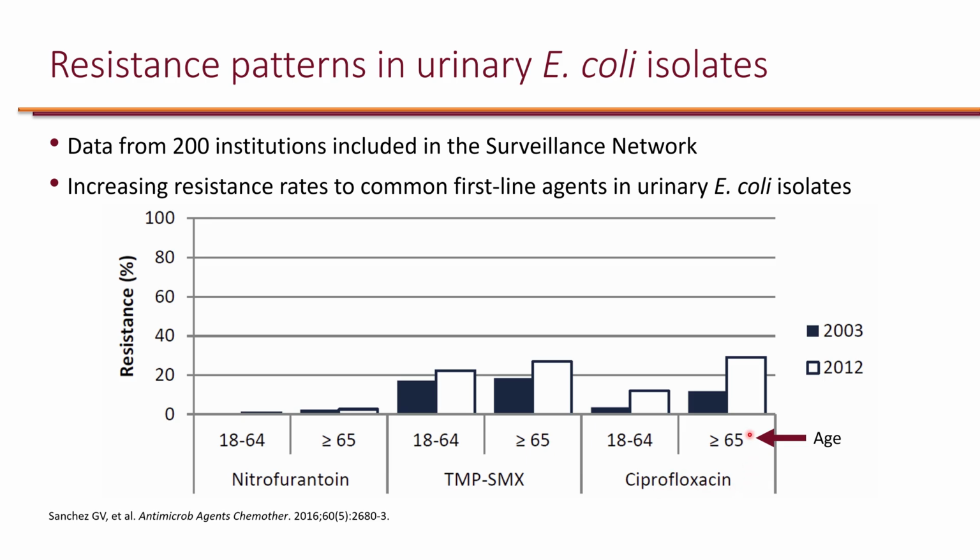Now, when you look at ciprofloxacin, you can see that since 2012, the resistance rate has been more than 10% for both age groups. So the threshold for ciprofloxacin is 10%. And so for that reason, both ciprofloxacin and trimsulfa should not be used empirically for pyelonephritis or cystitis for that matter.